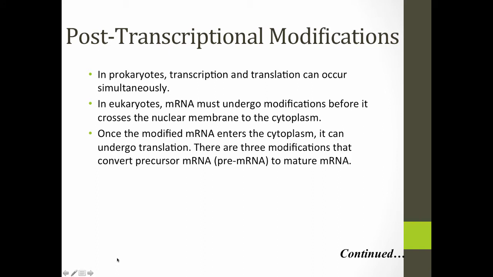Now, in prokaryotes, transcription and translation can occur simultaneously. There is no nucleus, so as the mRNA is being made, the ribosome is binding to it and making the protein. In eukaryotes, on the other hand, you've got an added step. The mRNA has to leave the nucleus and go out into the cytoplasm, and it needs some protections before it can do that. So it undergoes modifications before it crosses the nuclear membrane. Once the modified mRNA enters the cytoplasm, it's free to undergo translation.